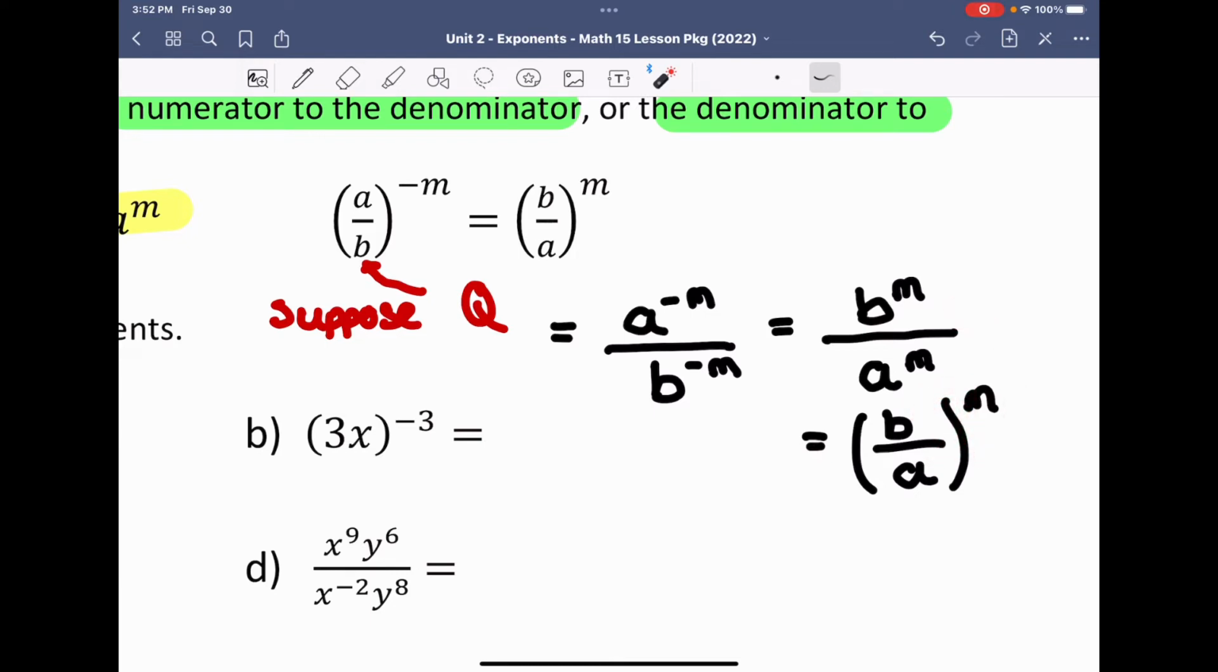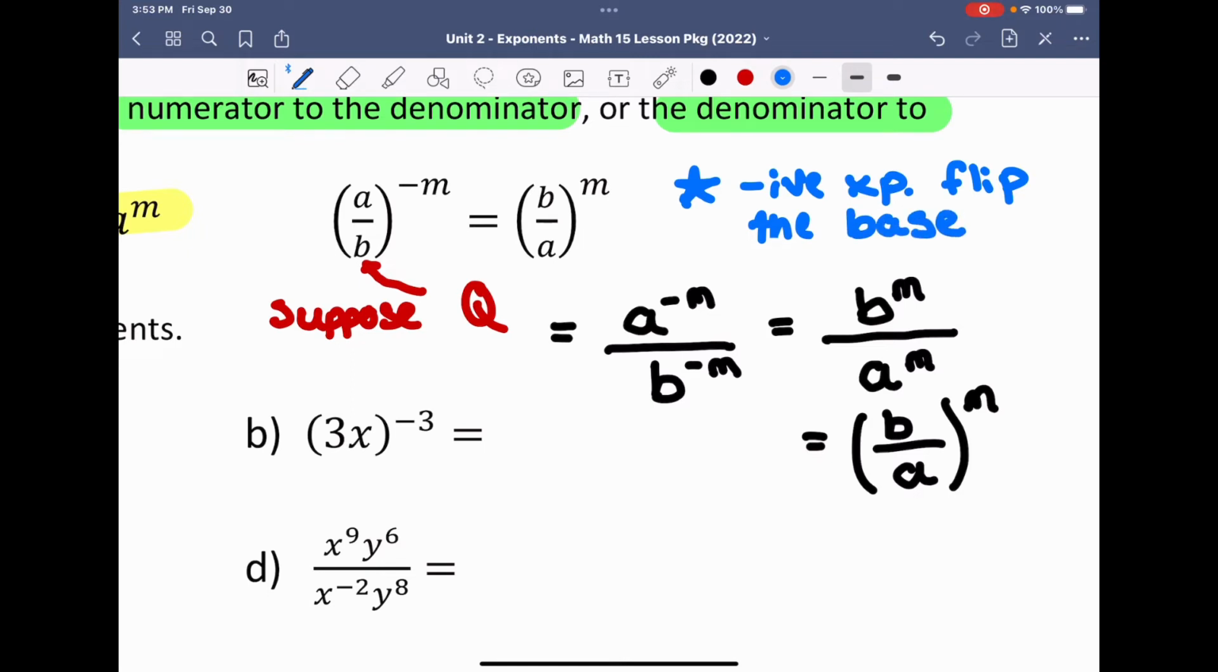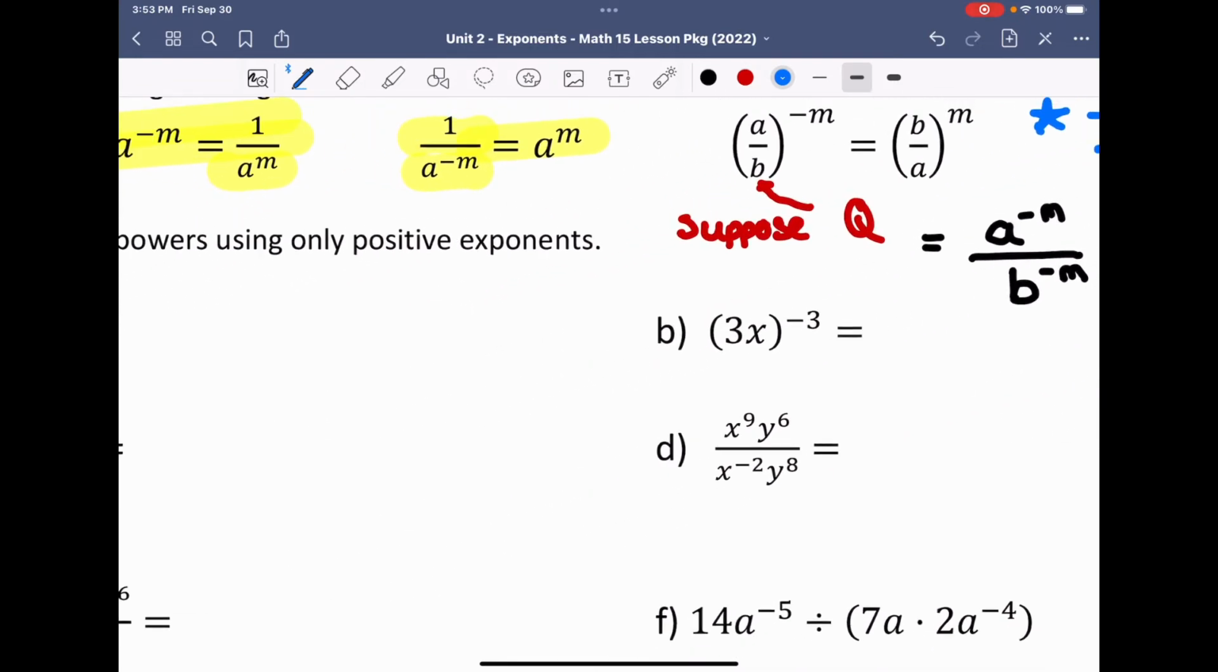So the big thing with negative exponents is that it doesn't flip the exponent, it flips the base value. And so if you wanted to write that as a note, we know a negative exponent is going to flip the base and not the exponent. Really important notice there. All right, let's try some examples here.